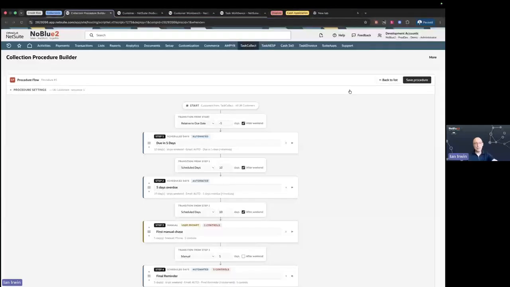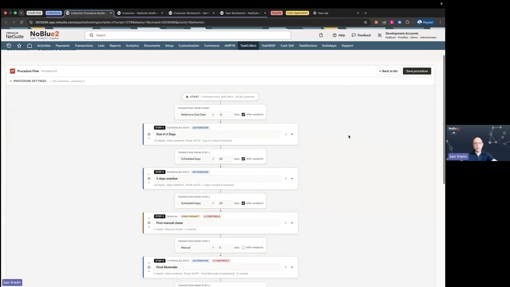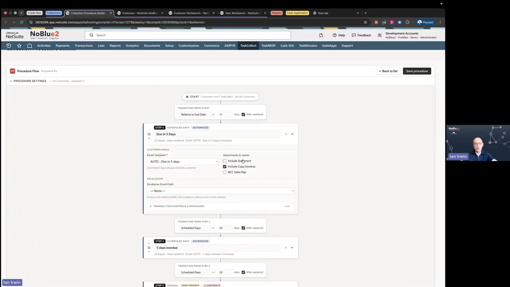To give you an idea, here's an example of a collection procedure which is automatically assigned to the customer when the customer is either onboarded or when you implement TaskCollect, which describes a sequence that we're going to follow in order to chase the customer for payment whilst ever they remain due with us. What we're seeing here is a number of steps which are automated. We can see that we're going to be sending emails to the customer with various attachments to meet our expectations.